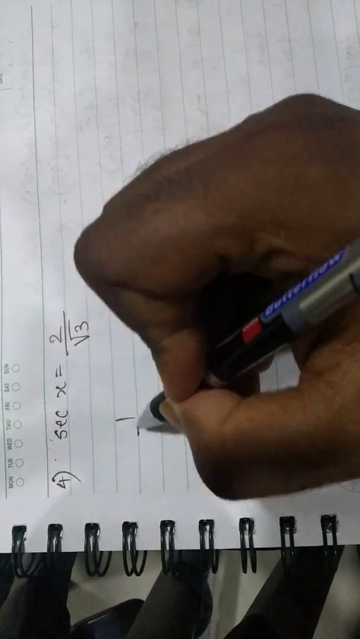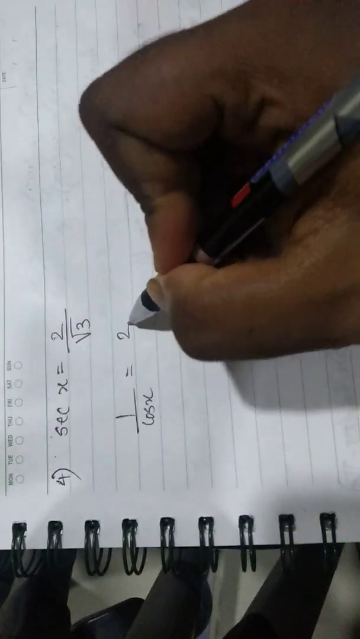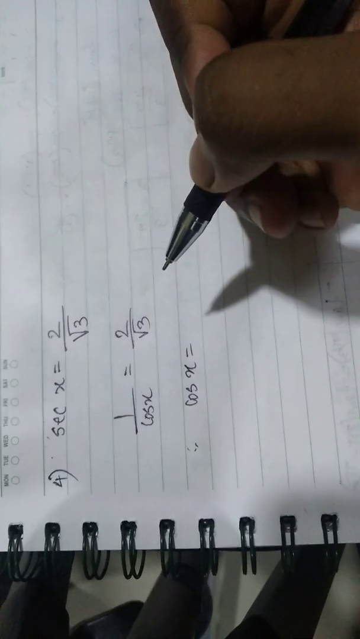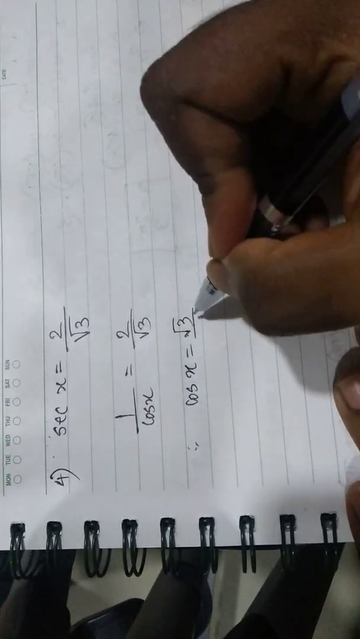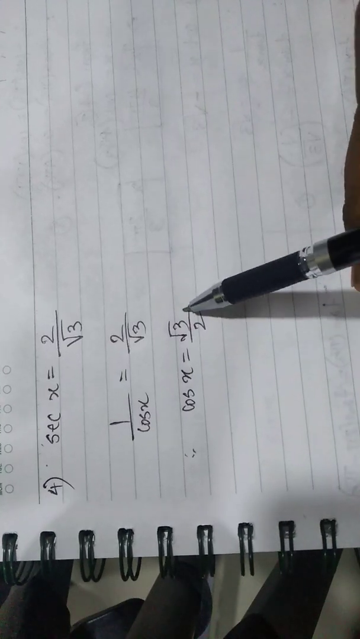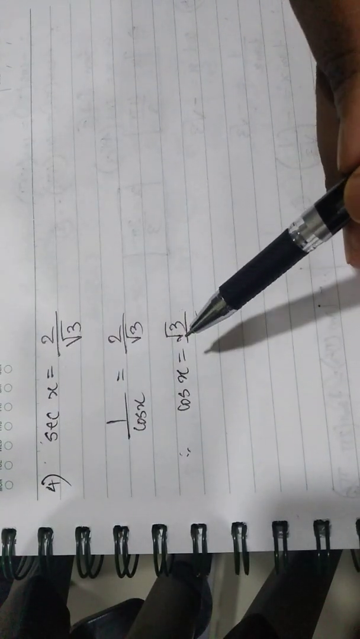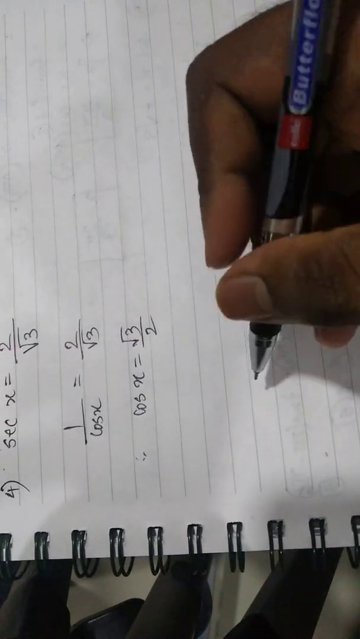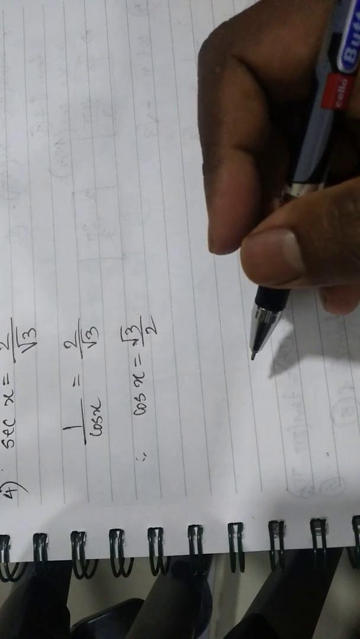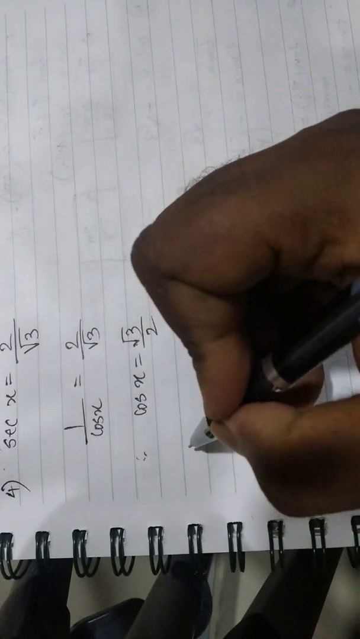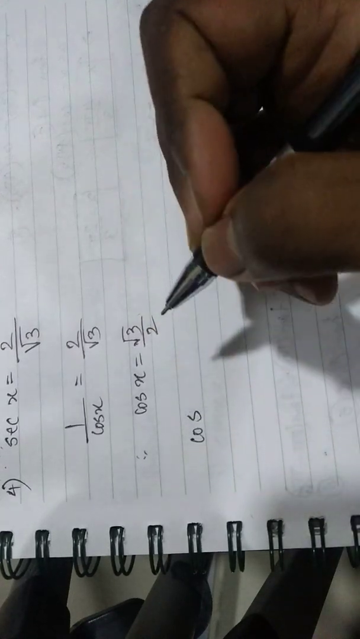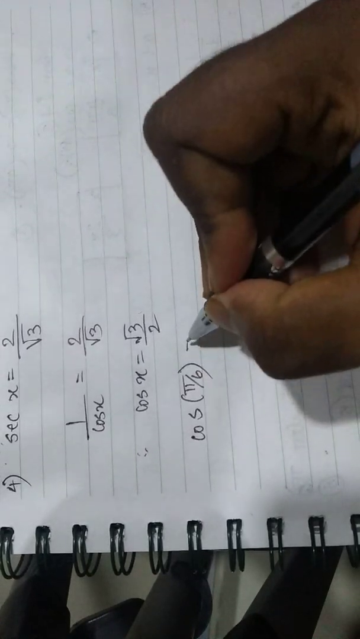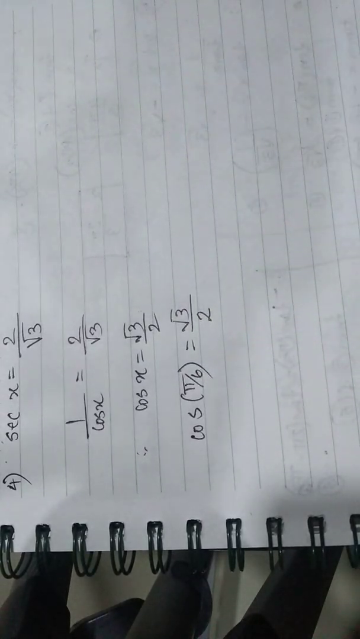Now sec x can be written as 1 upon cos x, which is equal to 2 upon root 3. Okay, invertendo, you will get cos x equal to root 3 upon 2. Now again, for which angle is the cosine ratio going to be root 3 upon 2? Ask the question in that fashion. You will find that for cos pi by 6 you have root 3 upon 2.